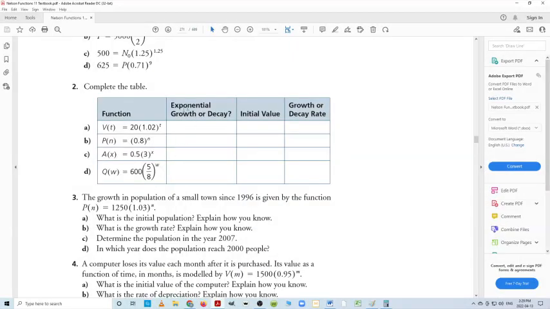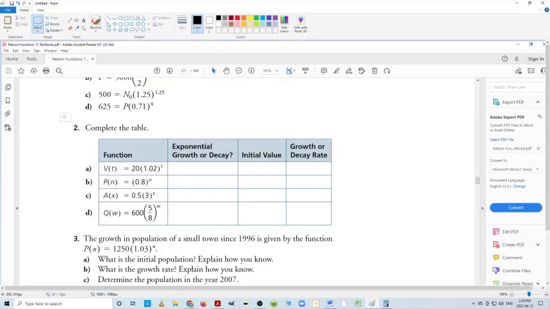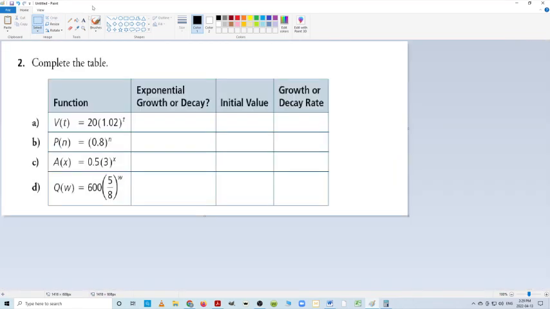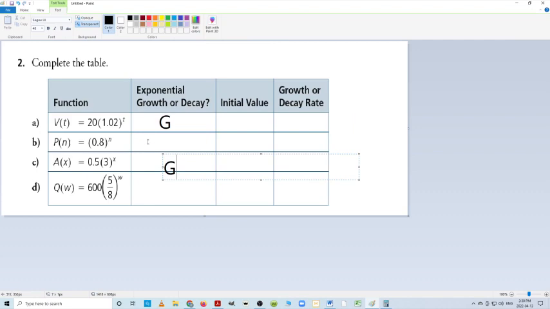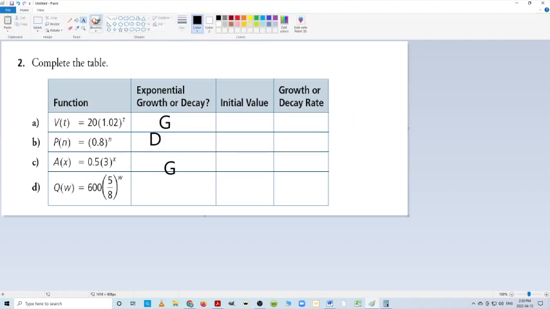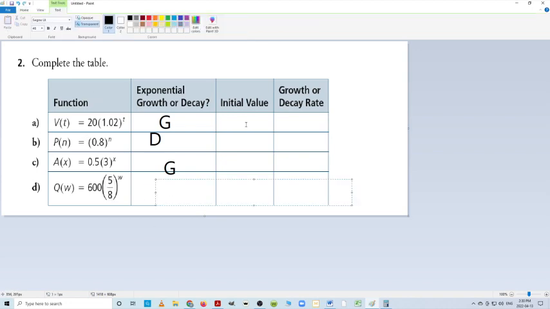Complete this table. Okay, so they just want you to recognize different parts of the equation. So decay or growth will all depend on if this is bigger than 1. That's bigger than 1, so that one's a growth. That's less than 1, so that's a decay. That's bigger than 1. It's always the number underneath the exponent, not this number. That's a growth. So far we have G, G, D. Now this one is 5/8, bigger than 1 or smaller than 1? Well, 8 over 8 is 1, so that is smaller than 1, so it's a decay.